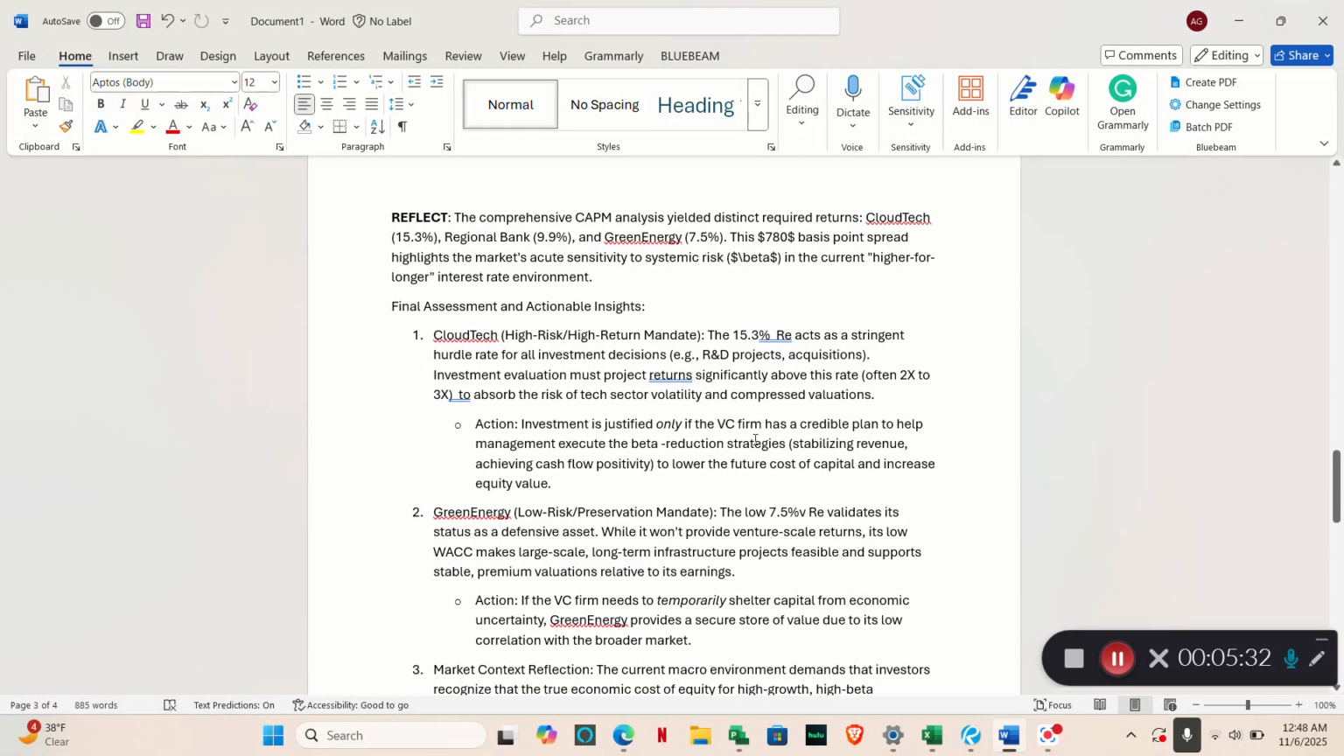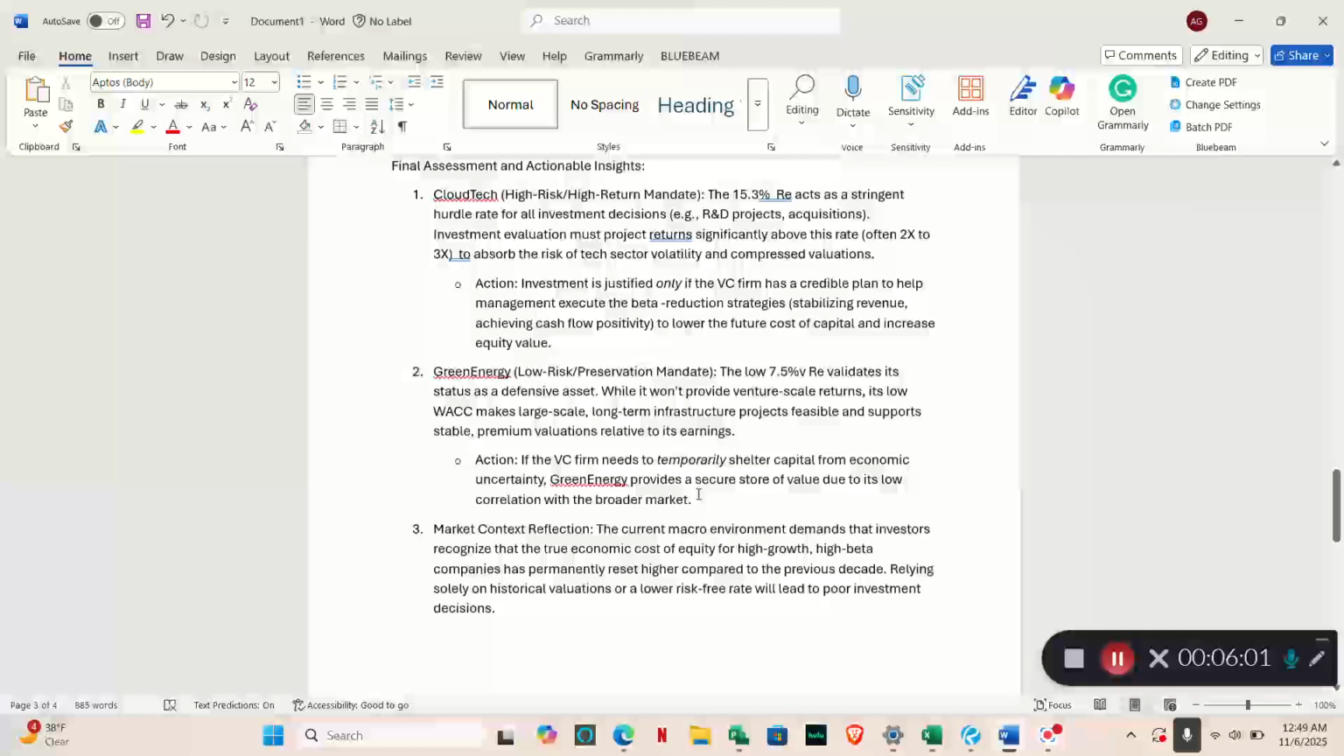So my final net assessment: CloudTech is a high-risk, high-maintenance mandate. The 15.3% RE acts as a stringent hurdle rate for all investment decisions, such as R&D projections and acquisitions. Investment evaluation must project returns significantly above the rate, often 2 to 3 times, to absorb the risk of tech sector volatility and compressed valuations.